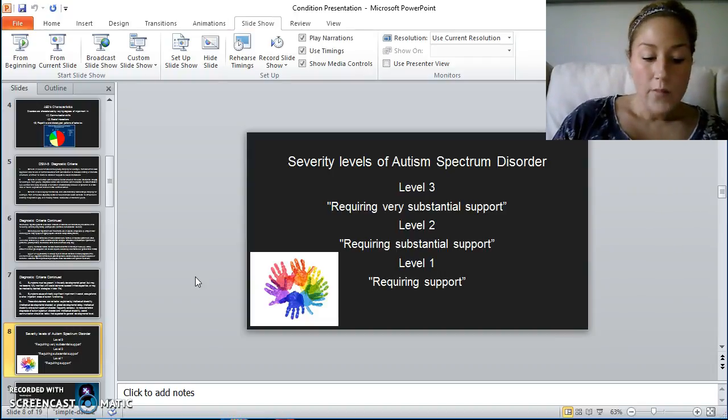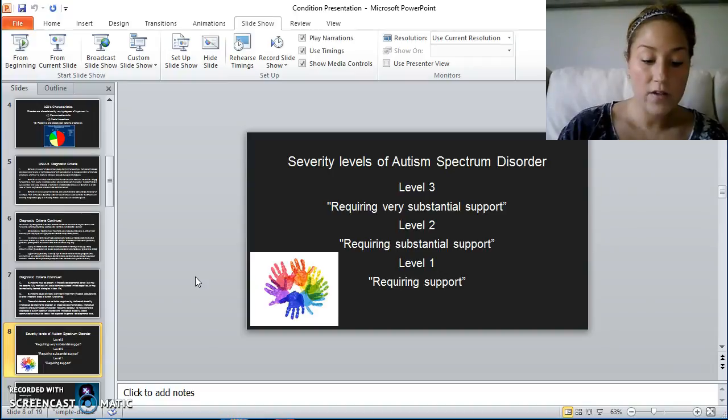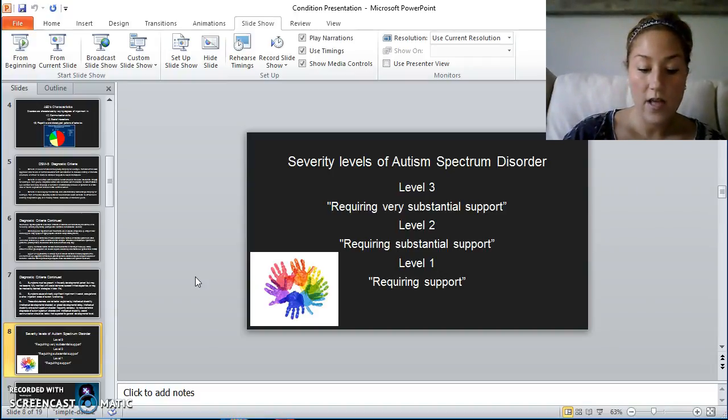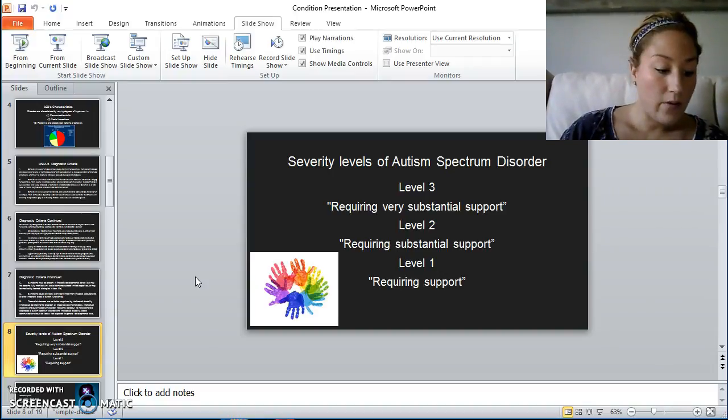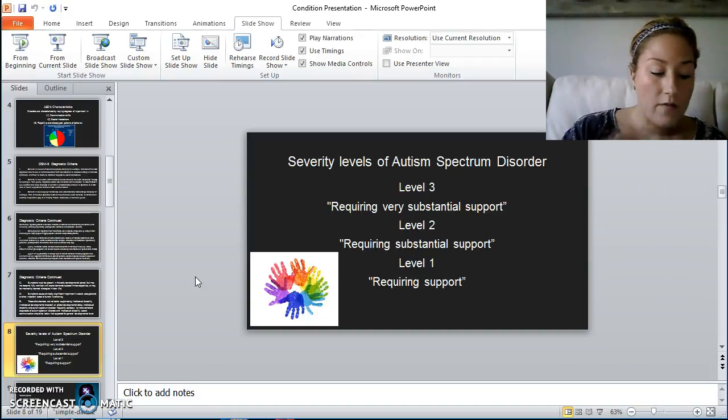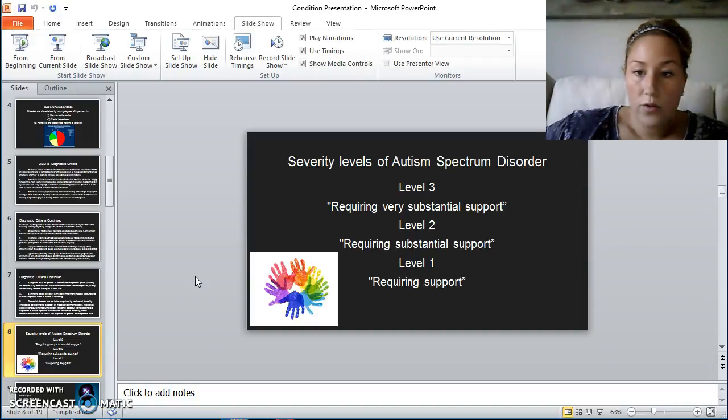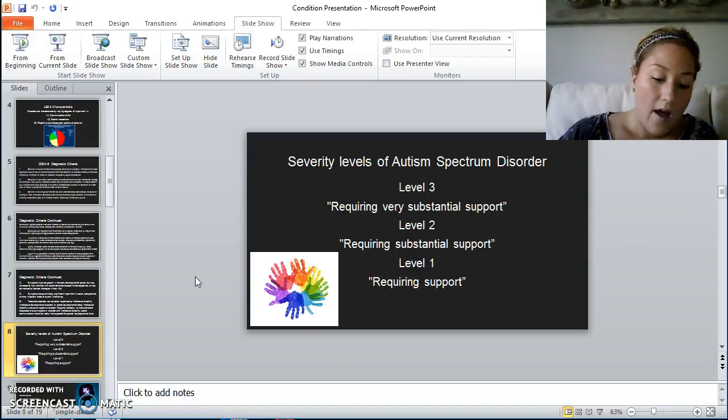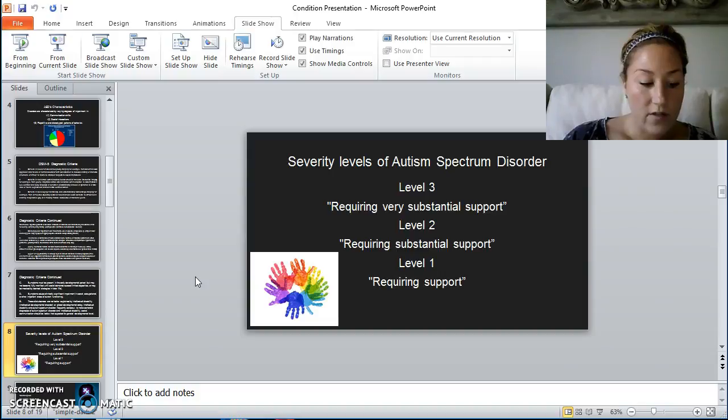Level 1 is requiring support. So without the supports in place, the social communication causes impairments. So difficulty initiating social interactions and giving clear responses to social interactions to others. And then they might have a decreased interest in social interactions with their peers, and then difficulty switching between activities. Problems of organization and planning as well.